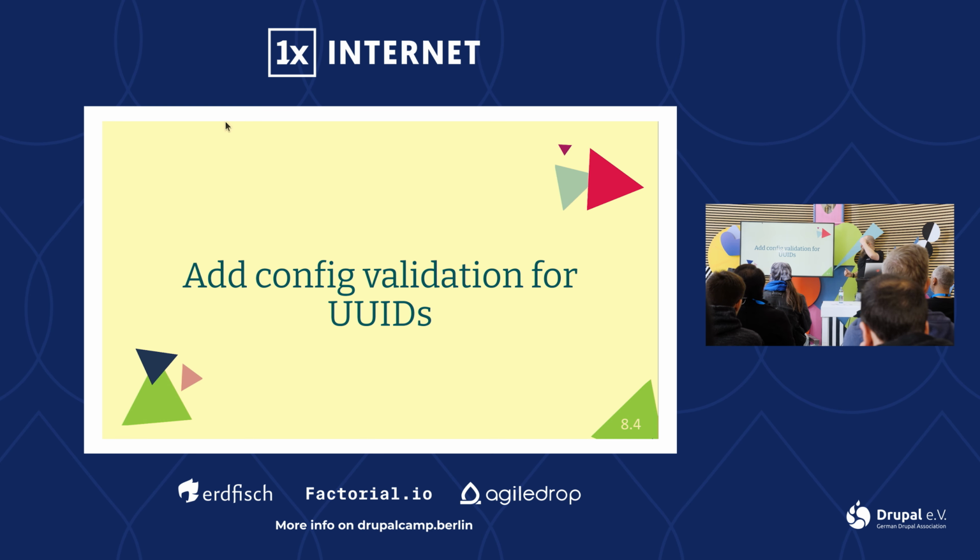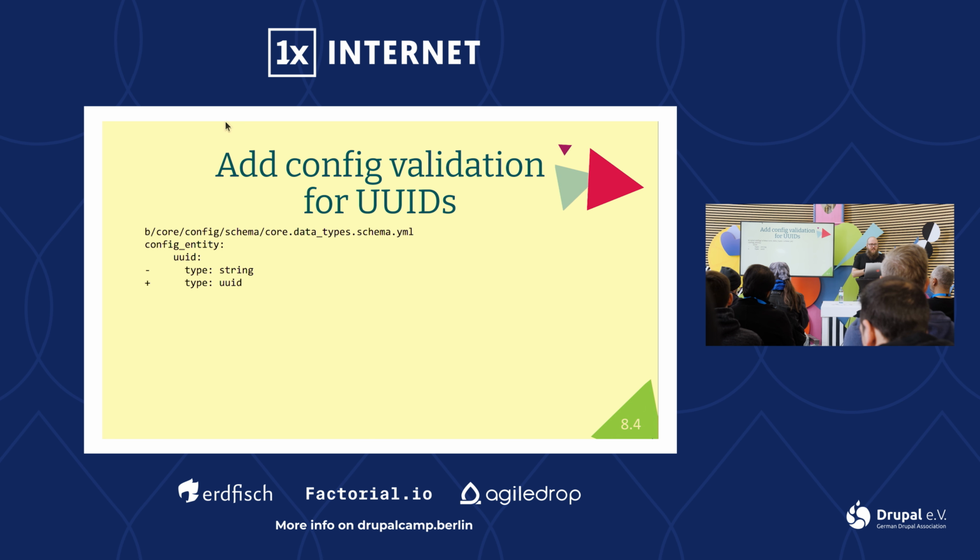So then we jump forward another 2 years to Drupal 8.4, and we introduce our very first piece of validation for configuration. And the first one we're going to do is UUIDs. This is the only one I will go a bit deeper into, and I will show a bit of code. The rest will be a little bit less technical, I guess.